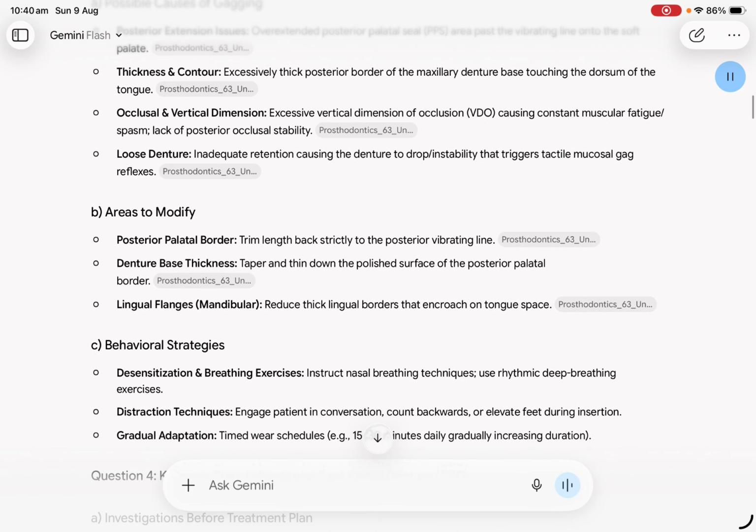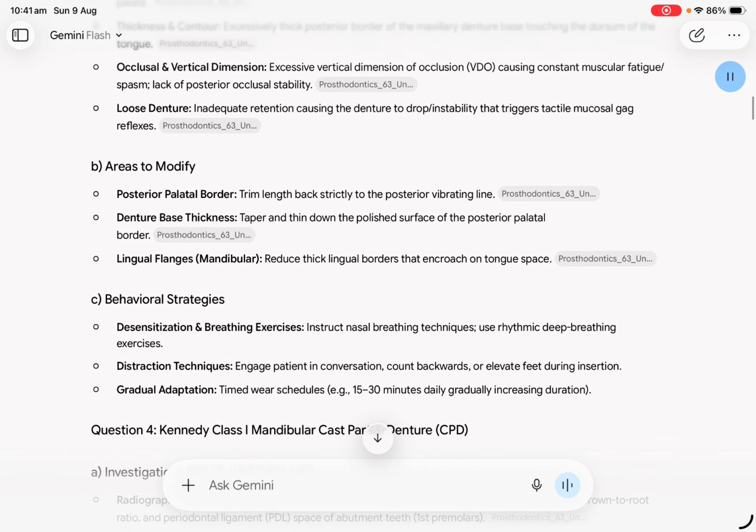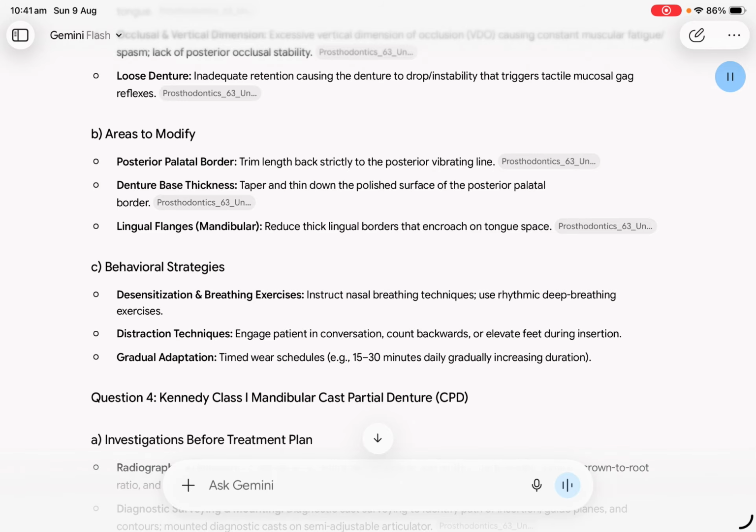B. Areas to modify. Posterior palatal border: trim length back strictly to the posterior vibrating line. Denture base thickness: taper and thin down the polished surface of the posterior palatal border. Lingual flanges, mandibular: reduce thick lingual borders that encroach on tongue space.